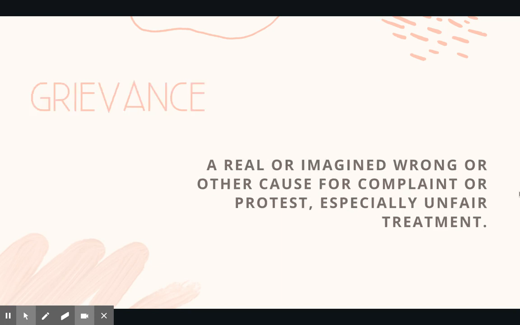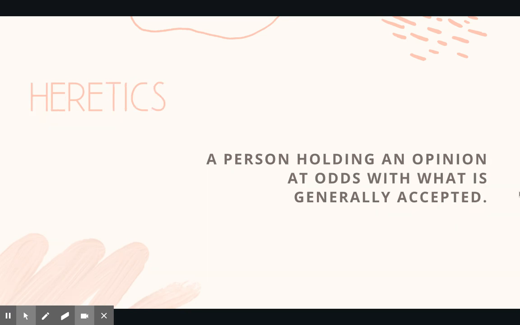Next one is a grievance, a real or imagined wrong or other cause for complaint or protest, especially unfair treatment. So if you're airing a grievance, it means that there's something wrong and you don't agree with it, you don't like it, and you feel the need to let someone know. Next one's the heretic, a person holding an opinion at odds with what is generally accepted. So if someone's considered a heretic, then they are often considered an outsider. They don't have the same beliefs as everyone else. That's why we had the Salem witch trials. They were considered heretics because they were holding another opinion compared to what major society was holding.